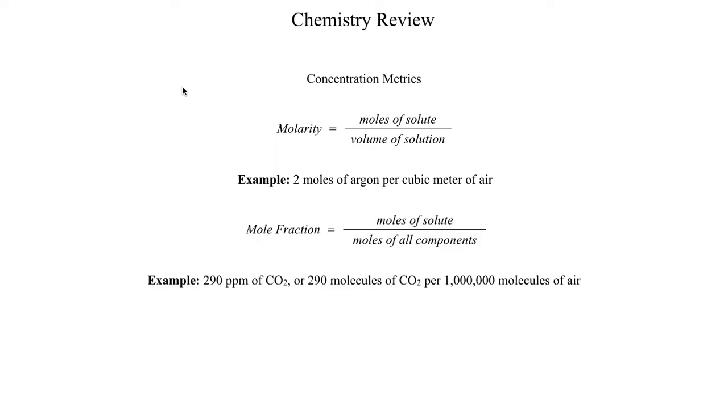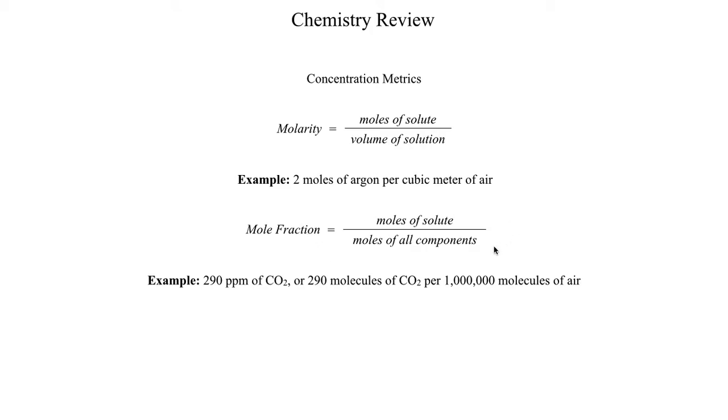Another metric that's commonly used is the mole fraction, which in its most fundamental form is defined as the moles of solute, similar to what we had over here, but instead of dividing by the volume of the solution, we divide by the moles of all other components in the volume that we're sampling. You can also think of this as the ratio of how many molecules of solute there are to the total number of molecules in the atmosphere. The example I give in this case, 290 parts per million of carbon dioxide, CO2, tells us that there are 290 molecules of carbon dioxide per 1 million molecules of air.